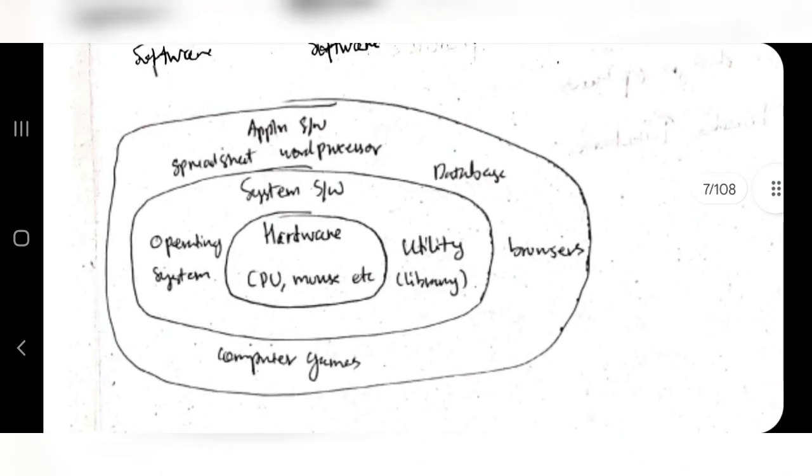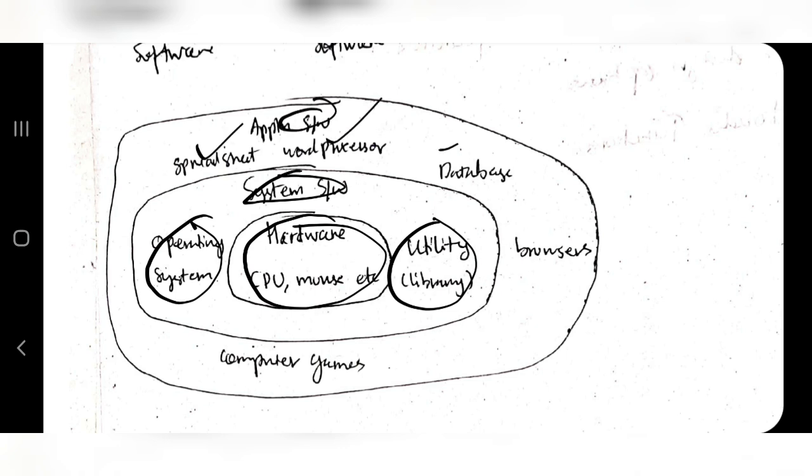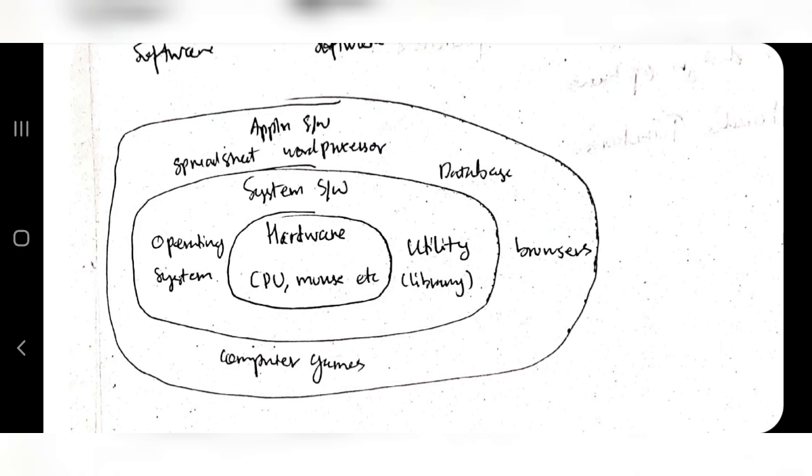Okay, so if you see here, the hardware parts are like CPU, mouse, etc., which you can physically touch. System software includes the operating system and the utility libraries and all, which are inbuilt. Without that, the computer won't work. And the application software are just the applications like your games and all, camera. Okay, those things are the application software. So this is the basic graph, or the diagrammatic representation of the different types of software.